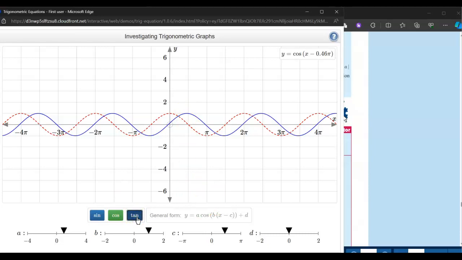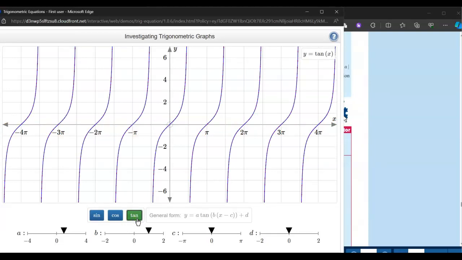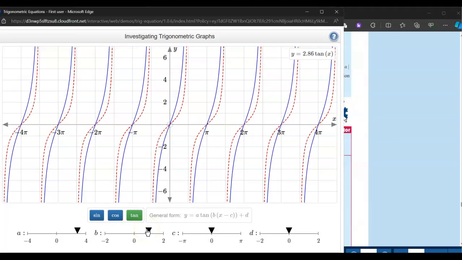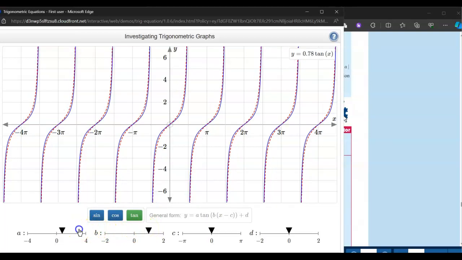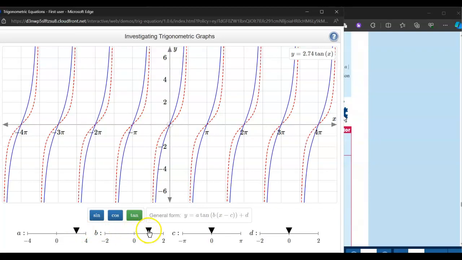Tan graph. Correct? Now there's nothing like amplitude in this, basically. So there's no amplitude in this, because of the asymptotes. As you make it larger, your graph gets steeper, basically. That's how it affects it. Your B affects the period. B will affect the period.